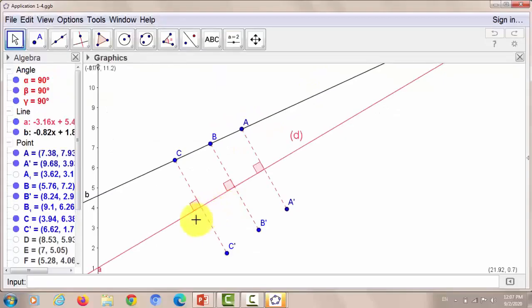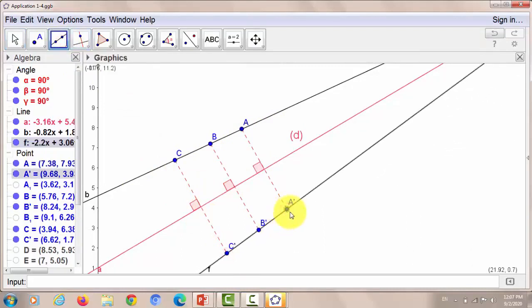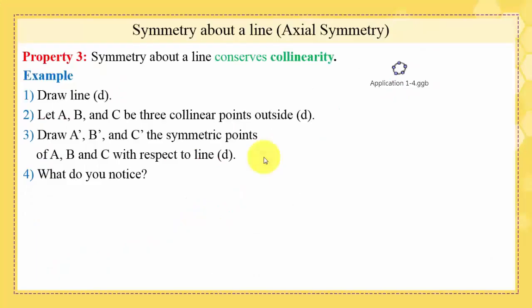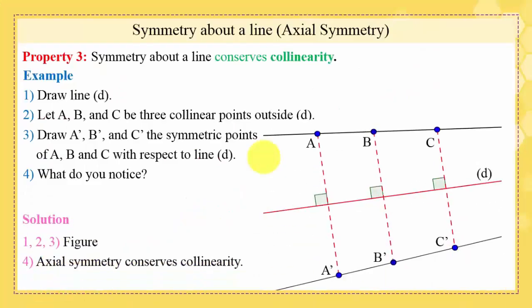Example. Here, my students, this is the axis of symmetry, line D. The 3 points A, B, C are collinear. We make the symmetry of the first one, the second one, and the third one. I will match these 3 points to each other. Look here, the 3 points are also on the same line. So A prime, B prime, C prime are collinear. Then we can conclude that axial symmetry conserves collinearity. This is the solution.